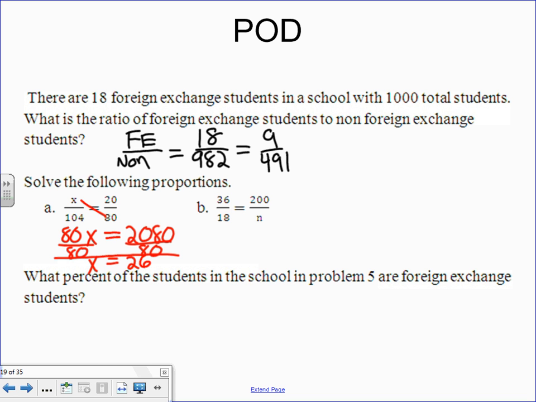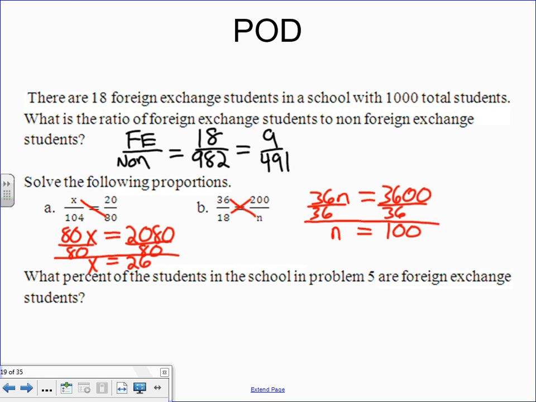Okay, and B, again, 36 times n is 36n. And then we need to take 18 times 200, which is going to equal 3,600. Divide by 36. And we get n equals 100 for that.